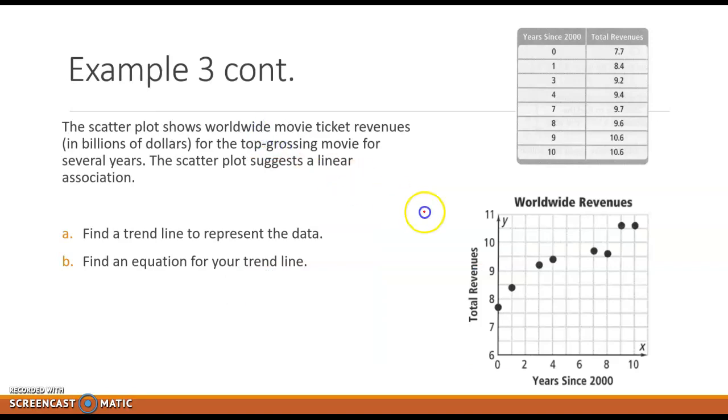From there, they have a scatter plot for us, and this shows the worldwide movie ticket revenues for top grossing movies for several years. The scatter plot suggests a linear association. And if you notice, it says years since 2000. So we know that we just add these numbers to 2000. We want to find a trend line to represent the data. So we're going to draw a line to the best of my ability.